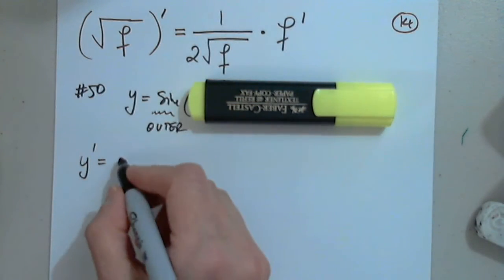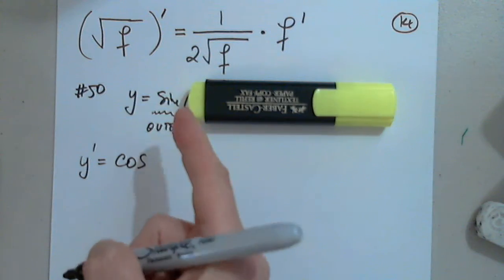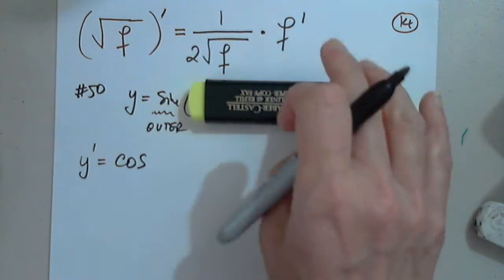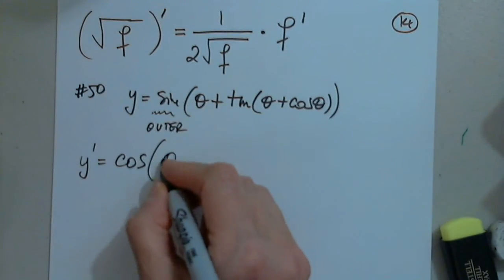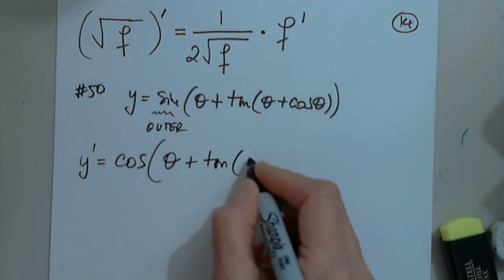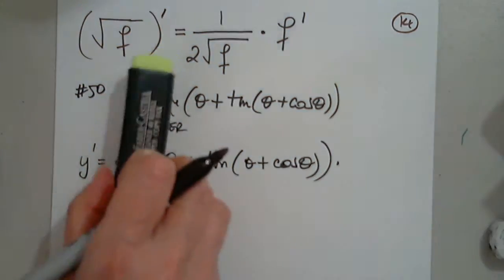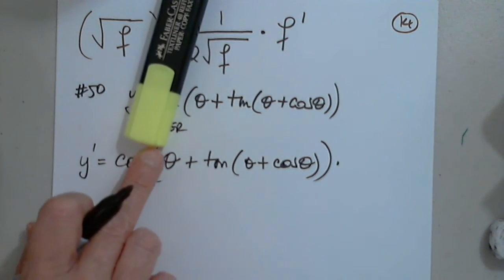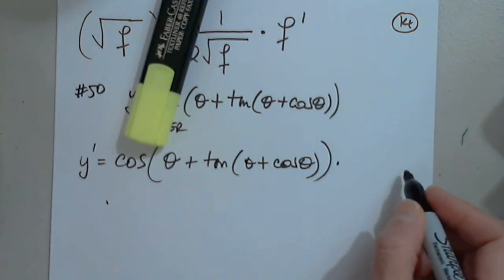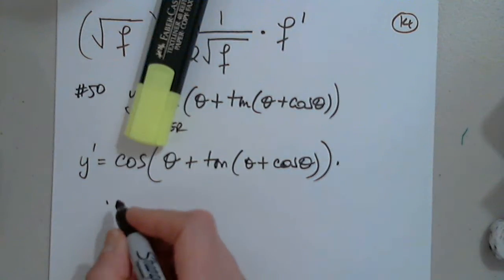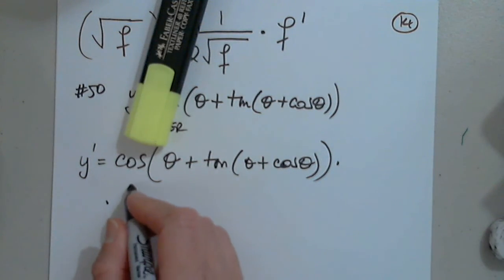Sine prime, you already told me several times, is cosine, and I have to copy everything I see here of theta plus tangent of theta plus cosine theta times, because I don't have enough room. So you can continue. You don't have to move to the next row.